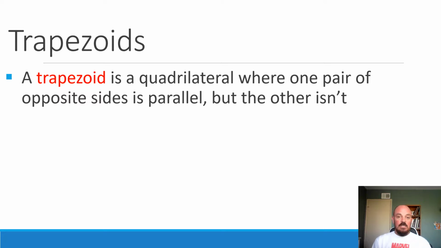Now a trapezoid is a quadrilateral where one pair of sides is parallel, but the other isn't. If the other is, it's a parallelogram. But if one of them is parallel but the other is not, that's what we call a trapezoid.